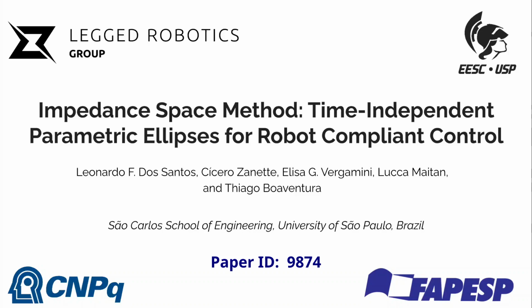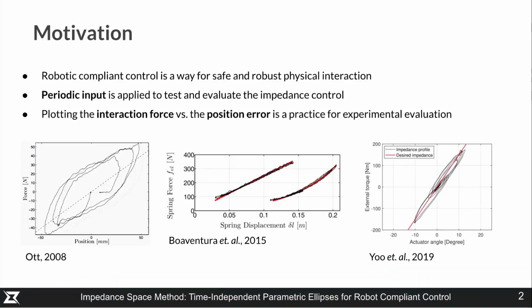This is the video abstract of the paper Impedance Space Method, Time-Independent Parametric Ellipses for Robot-Compliant Control. Robotic compliant control is a way for safe and robust physical interaction. When testing the controller, such as the impedance controller, disturbances are applied to evaluate it.